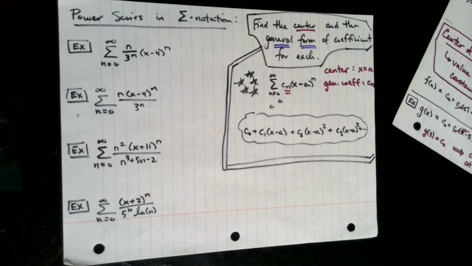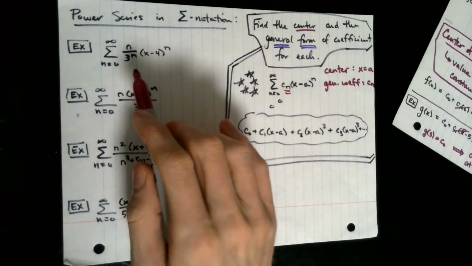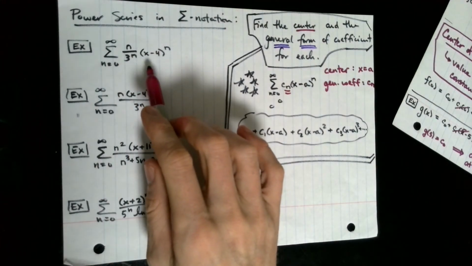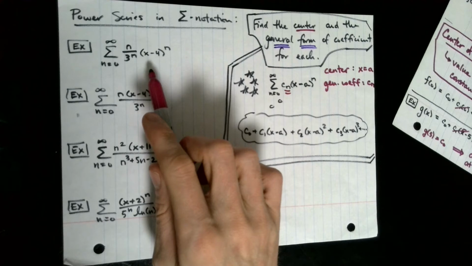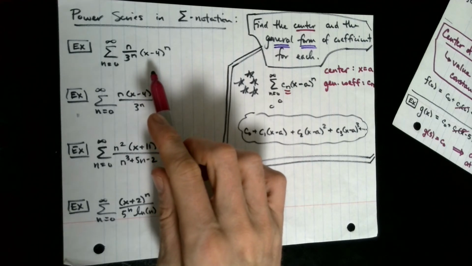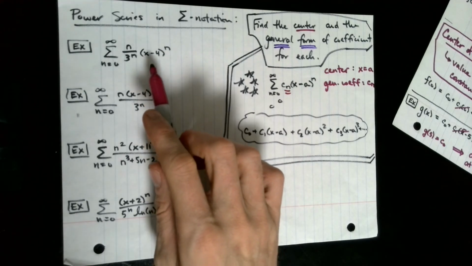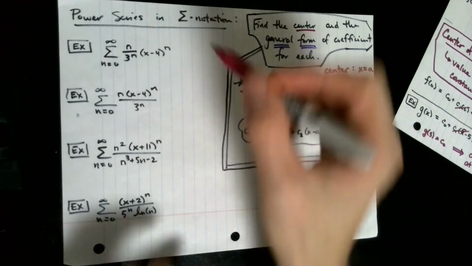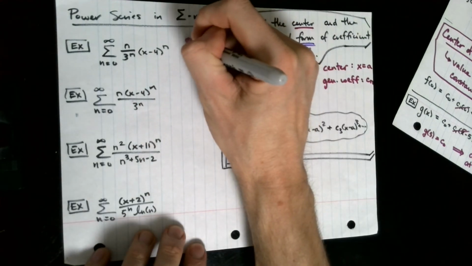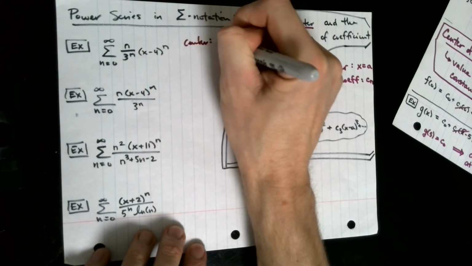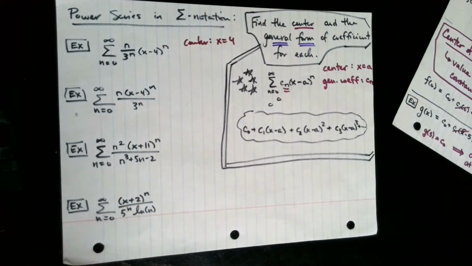So now we want to look at these power series that are written over here, and we want to identify not only the center, but also the general form of the coefficient for each. So looking at this polynomial here, we want to identify the center. We want to identify the value for x which is going to leave only the constant term remaining. And the value for x here, you can see what it has to be. The center has to be x equals 4. So in this case, the center, x equals 4.